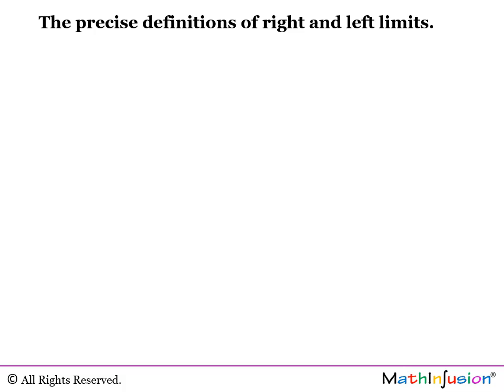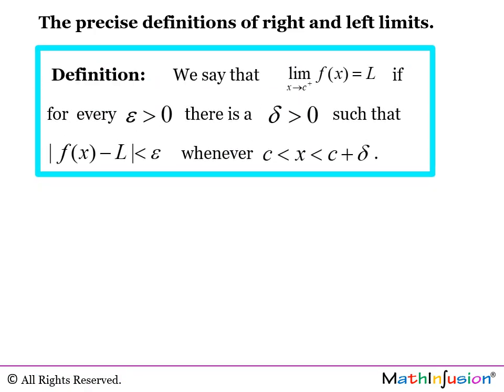The precise definitions of right and left limits. Definition. We say that the limit of f(x) when x approaches c from the right equals L if for every epsilon positive there is a positive delta such that the absolute value of f(x) minus L is less than epsilon whenever x is greater than c and is smaller than c plus delta.